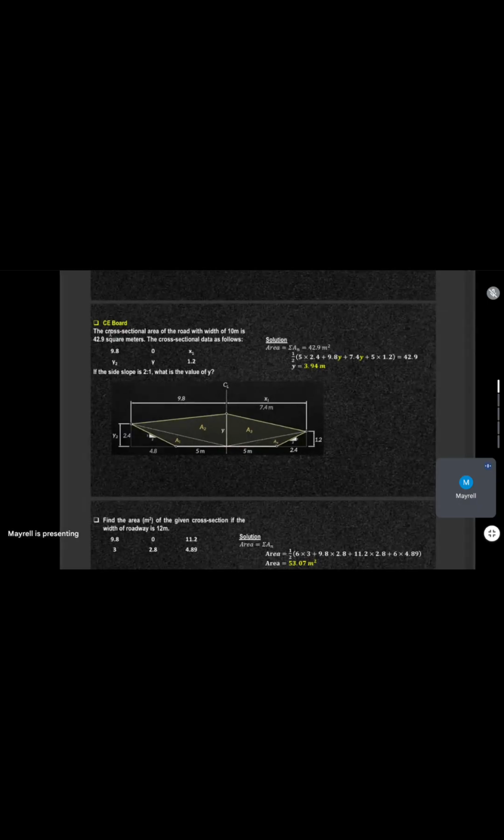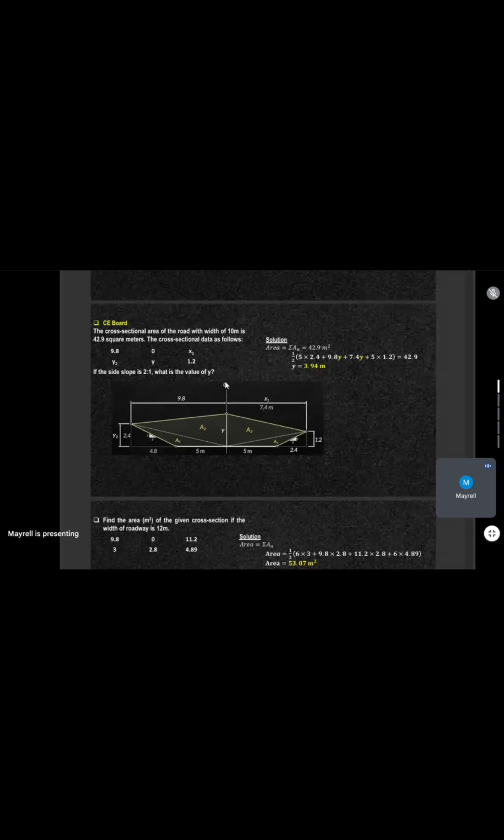So the cross-sectional area of the road with width of 10 meters is 26.9 square meters. The cross-sectional data is as follows. So you have here data. And then if the side slope is 2 is to 1, what is the value of y? So how you're going to plot this, mag-start ka sa road width. So ingon siya nga ang road width is 10 meters. So you draw a road width of 10 meters.